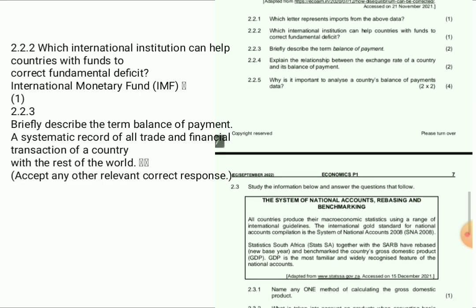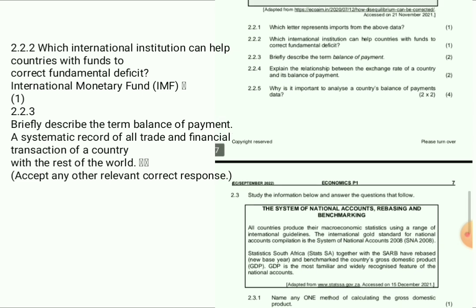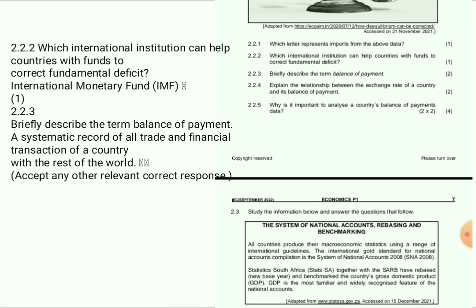Briefly describe the term balance of payment. Guys, if you don't know this one, you actually didn't study, because you just describe the term. Balance of payment is a systematic record of all trade and financial transactions of the country with the rest of the world.